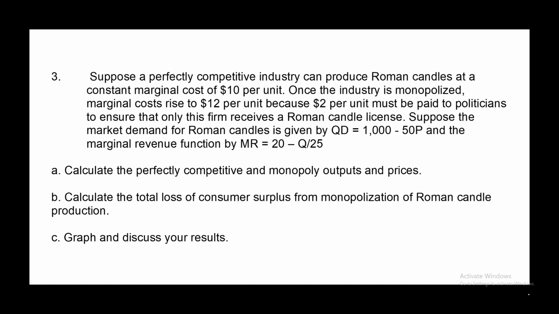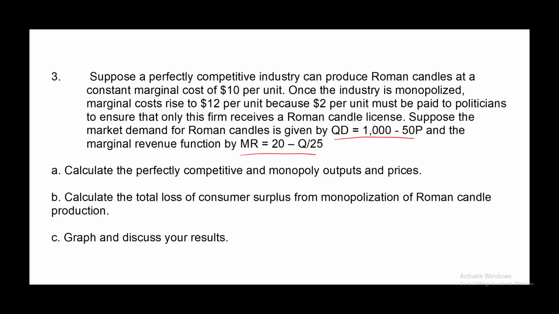So this question says, suppose a perfectly competitive industry can produce Roman candles at a constant marginal cost of $10 per unit. Once the industry is monopolized, the marginal cost rises to $12 per unit because $2 per unit must be paid to politicians to ensure that only this firm receives a Roman candle license. Suppose the market demand for Roman candles is given by quantity demanded equals 1000 minus 50p, and the marginal revenue function is given by MR equals 20 minus Q over 25.